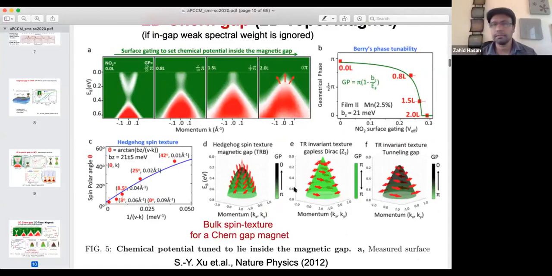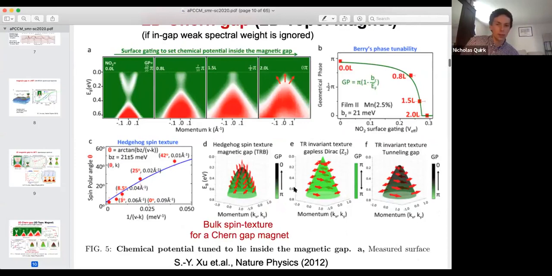Sure. The next question is, thank you for the nice talk. Do you expect the quantum spin liquid state to appear in these Kagome magnets? And how do these magnets differ from the organic compounds, which are considered a fertile ground for quantum spin liquids?